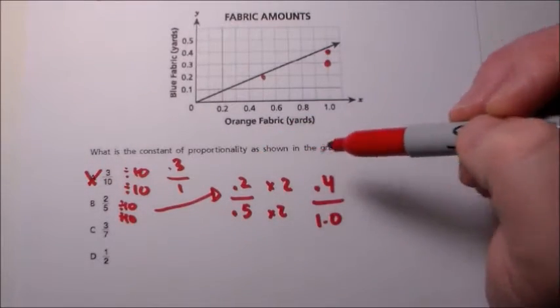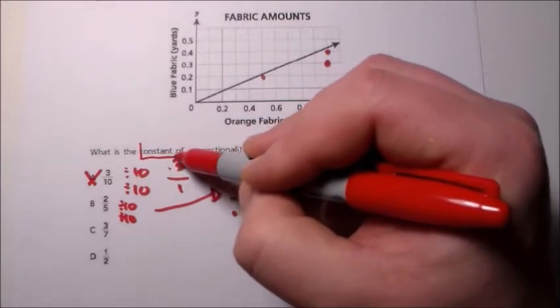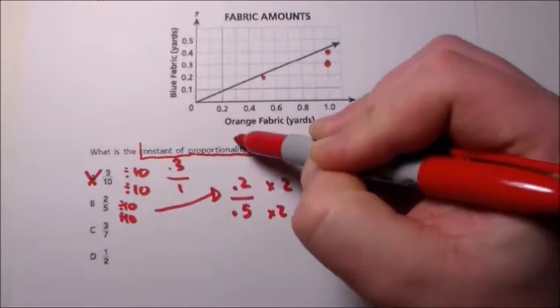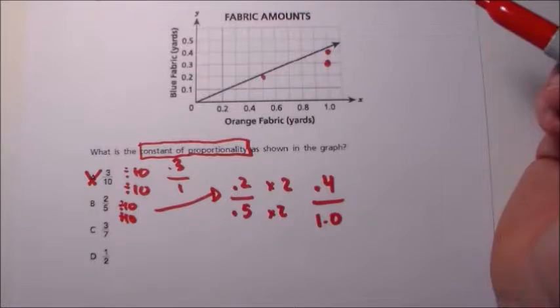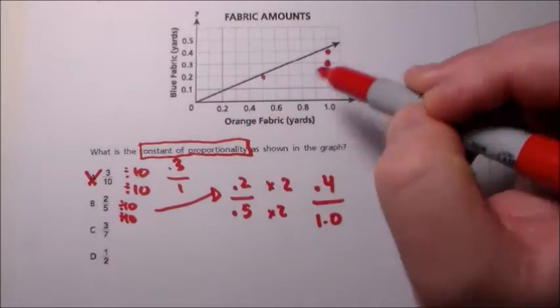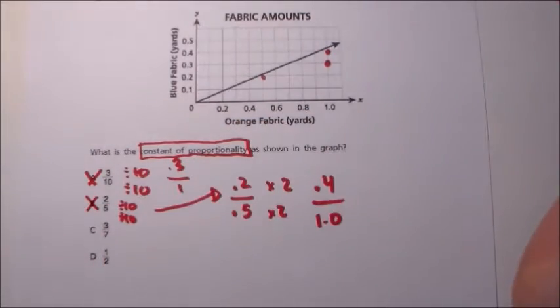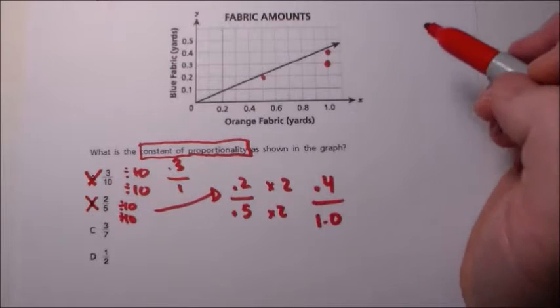This question is not only testing whether you know what the constant of proportionality means, it's also testing whether or not you can be precise. And if you are precise, you'll see that that just isn't on the line enough. So that's not your right answer.